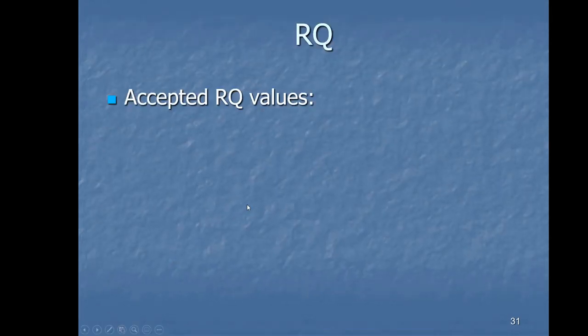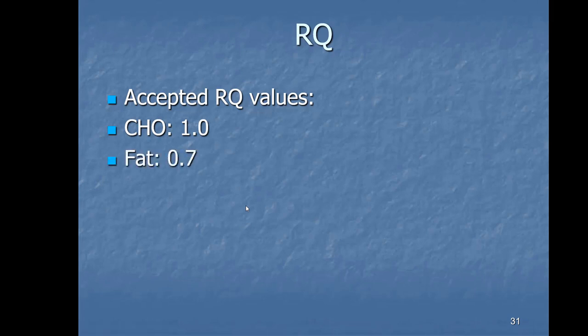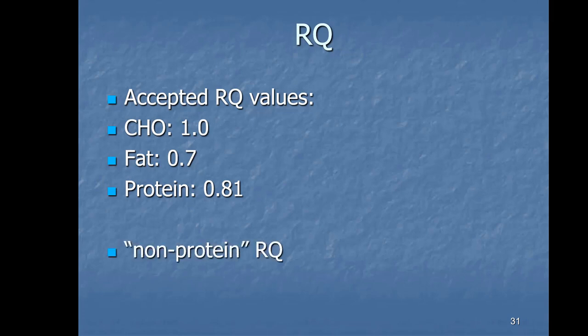So accepted RQ values: carbohydrate 1, and we clearly saw that. Fat 0.7, we just round it to that. It's around 0.68, I believe. Most people would agree on that, and then protein 0.81. And so, like I said earlier, we often report these as a non-protein RQ, which basically means you ignore protein. So if you see an RQ of 0.81, it doesn't mean you're using 100% protein. It's just a mix of carbohydrate and fat, assuming that the person's in a normal metabolic state.